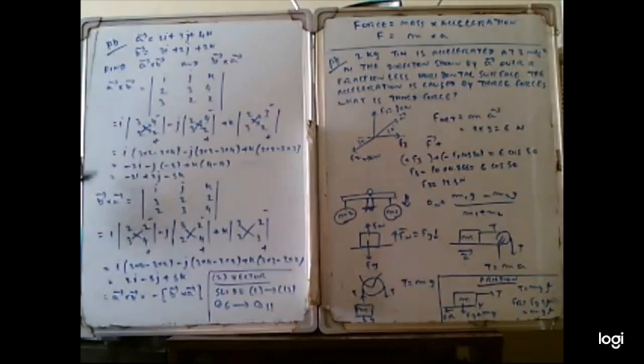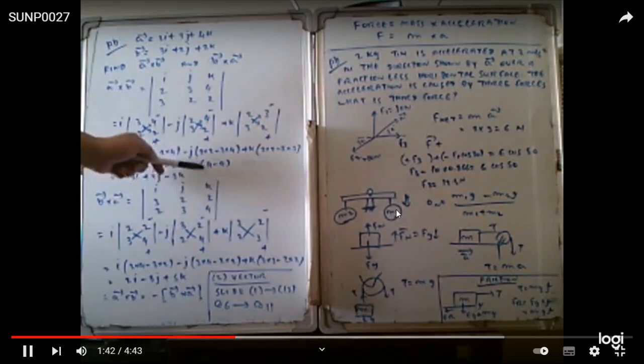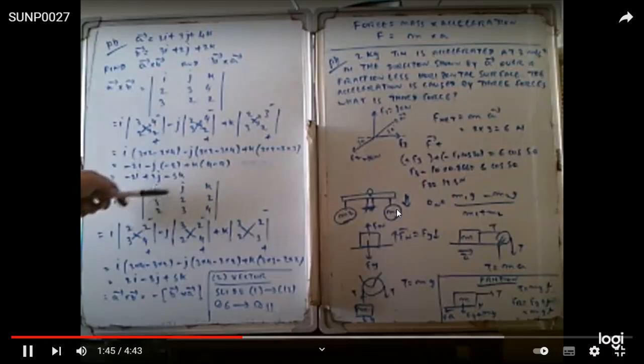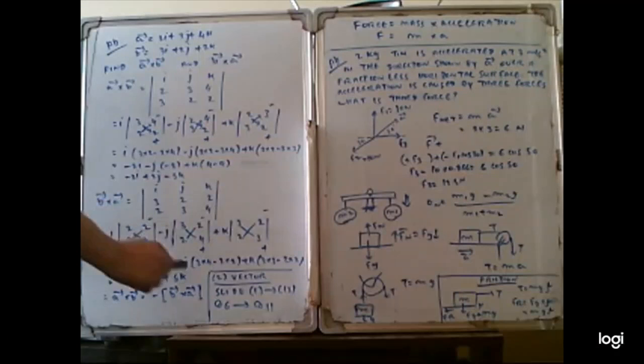And for B cross A, write down i, j, k, then B first, which is 3, 2, 2, and then A, which is 2, 3, 4. We start with i, so write down 2, 3, 2, 4, forgetting the whole column and row. And minus j, forgetting the whole column and row, so write 3, 2, 2, 4. For the k, forget the whole column and row, so write down 3, 2, 2, 3.